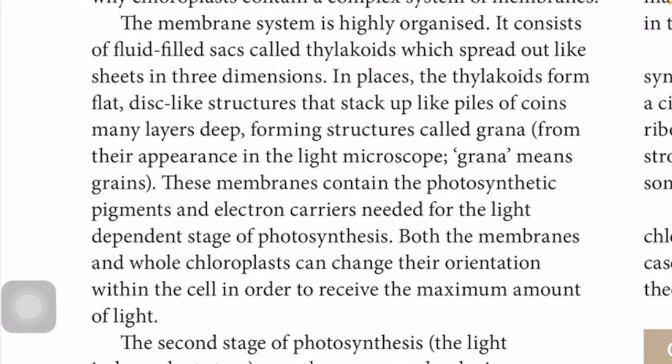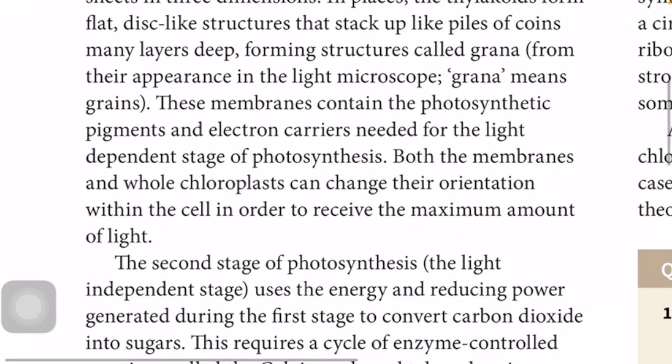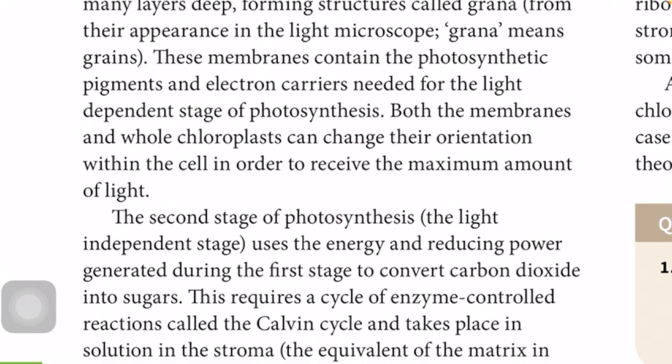It consists of fluid-filled sacs called thylakoids, which spread out like sheets in 3 dimensions. In places, the thylakoids form flat, disc-like structures that stack up like piles of coins, many layers deep, forming structures called grana. From their appearance in the light microscope, grana means grains. These membranes contain the photosynthetic pigment and electron carriers needed for the light-dependent stage of photosynthesis. Both the membranes and whole chloroplast can change their orientation within the cell in order to achieve the maximum amount of light. So that's an adaptation of the plant cells so that photosynthesis can be carried out with maximum efficiency.